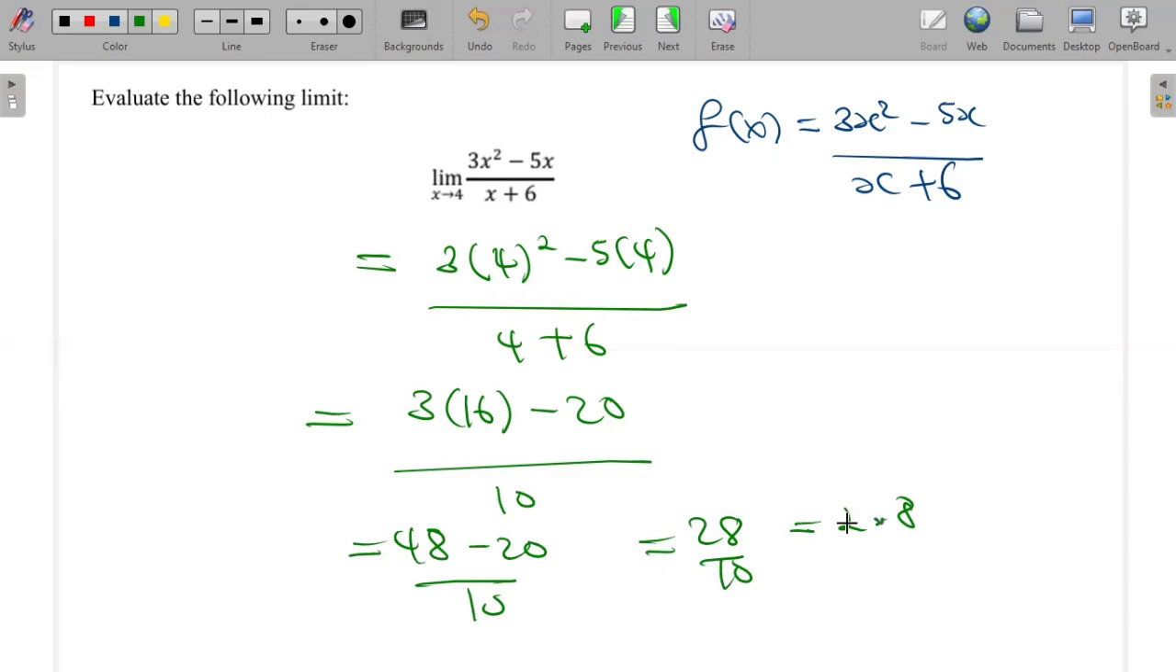Or you can simplify it by dividing by 2. If you leave it as a fraction, 28 divided by 2 gives 14 on top, and 10 divided by 2 gives 5 down there. So you can leave it as 14 over 5, or you can write it as 2.8. So this is our answer. This is how we find the limit.